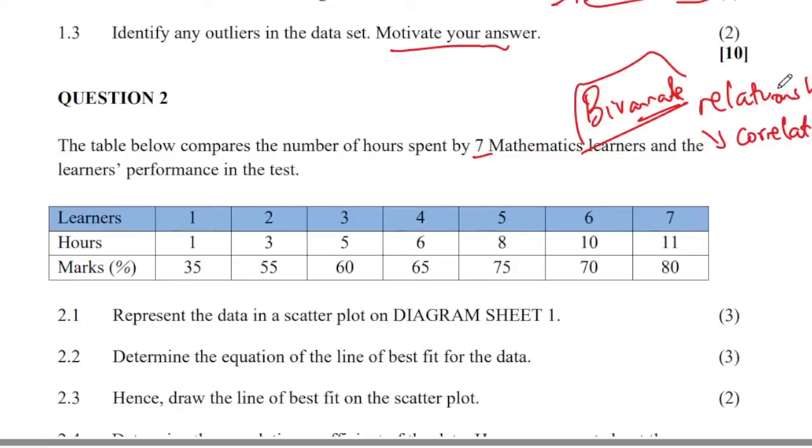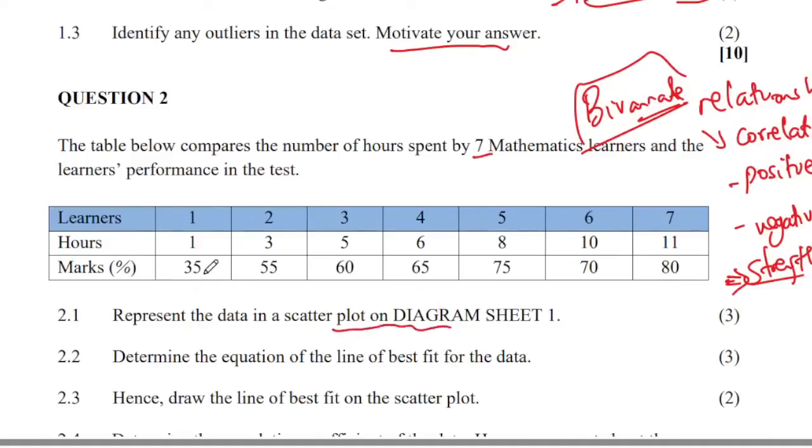Remember, under correlation we have different types: the positive correlation, and then we also have the negative correlation. Under this, we also need to deal with the strength. Is the relationship strong enough, under what values of R, because R represents the value of correlation, or the correlation coefficient. In this case, they want you to represent the data on a scatter plot.